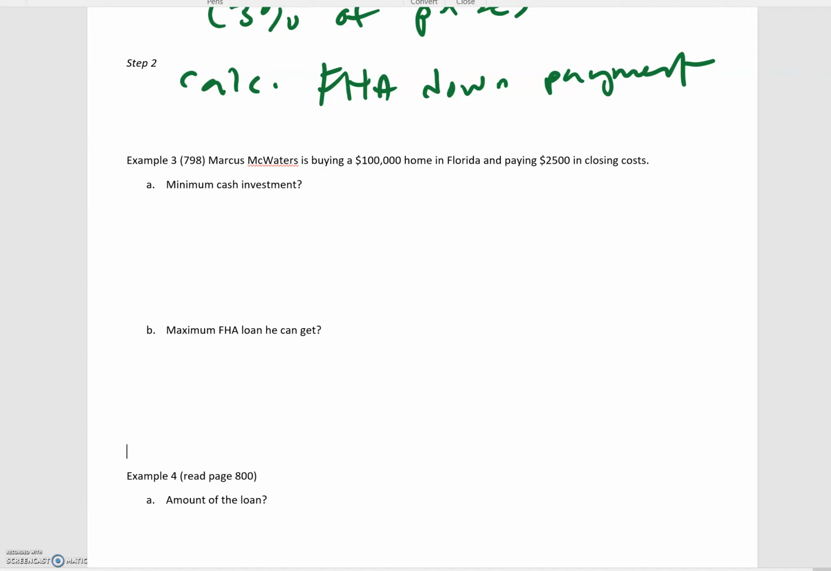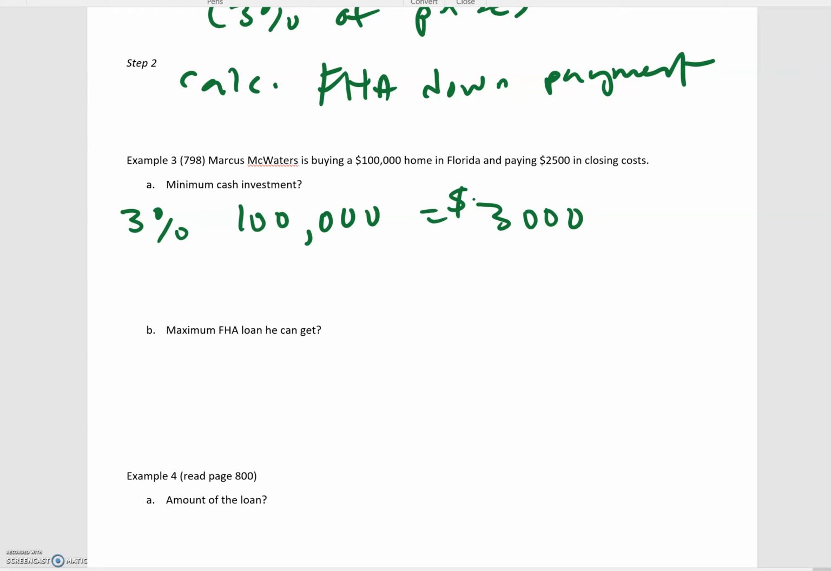And he's paying $2,500 in closing costs. So the question is, what's his minimum cash investment? So 3% of a $100,000 home is going to be $3,000 minimum cash investment. So when figuring out the maximum loan he can get, we would subtract that from the cost of the home.